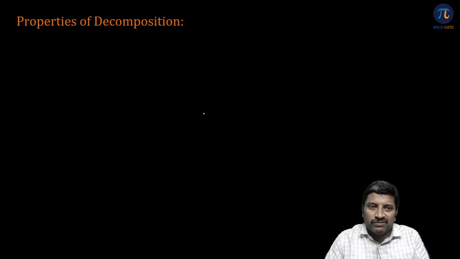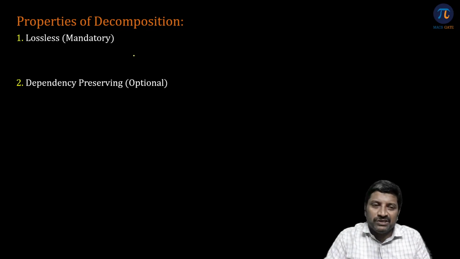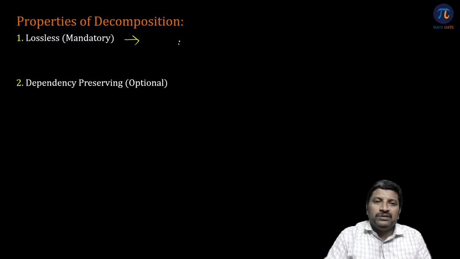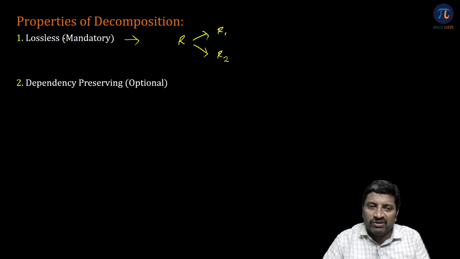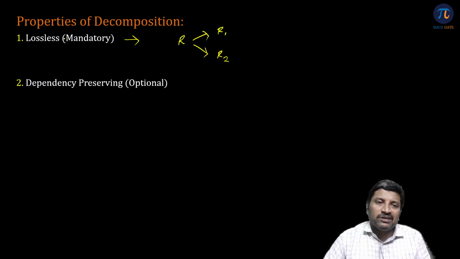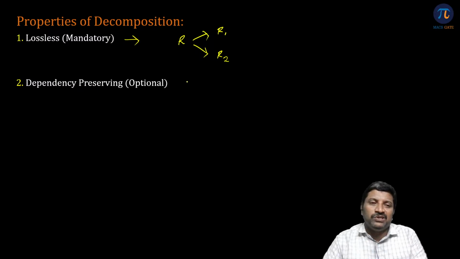Properties of the decomposition. The first one is lossless and the second one is dependency preserving. What is meant by mandatory? Suppose I am dividing a relation into two tables, R1, R2. If this decomposition does not satisfy this property, then we are not allowed to decompose the relation into R1, R2. So whenever this property has failed, we will stop the process of decomposing. Then coming to the second one, dependency preserving. That is optional. Even if the decomposition does not satisfy this property, depending on the requirement, we will proceed. So that is the meaning of these two.